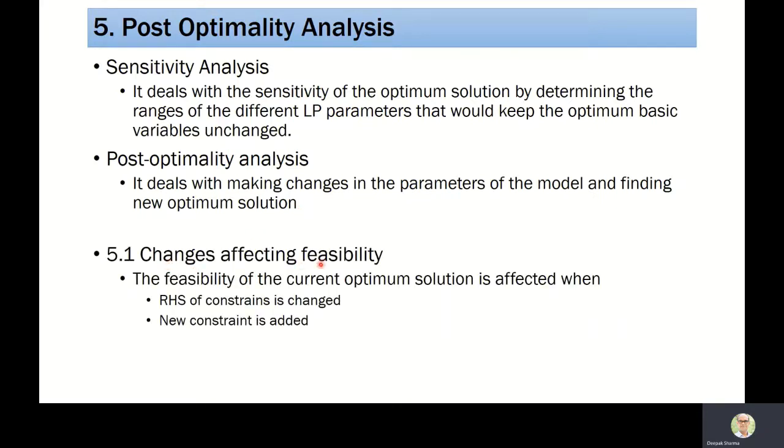We will begin with the changes affecting the feasibility. Feasibility means the right-hand side of the constraint will become negative. Or if you look at the simplex table, the solution column for one of the basic variables will become negative. That is affecting the feasibility. The feasibility of the current optimum solution can be affected when the right-hand side is changed or when there is a new constraint in the problem. Let us take these two cases one by one.